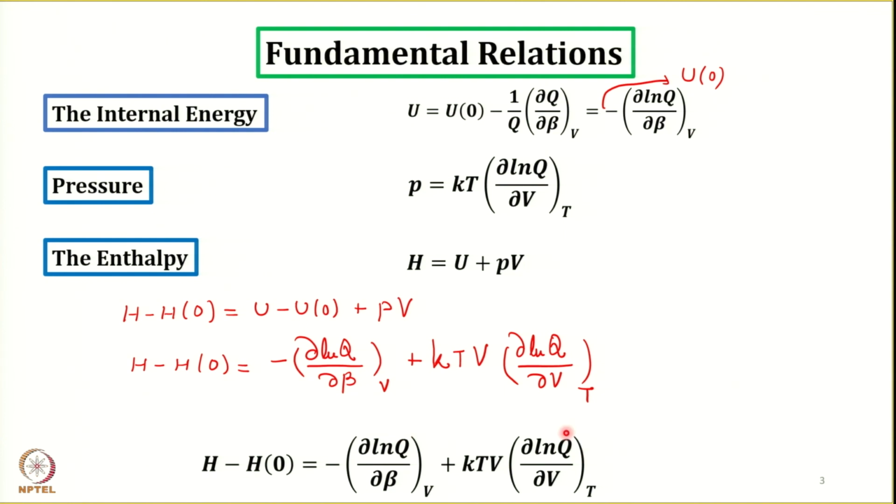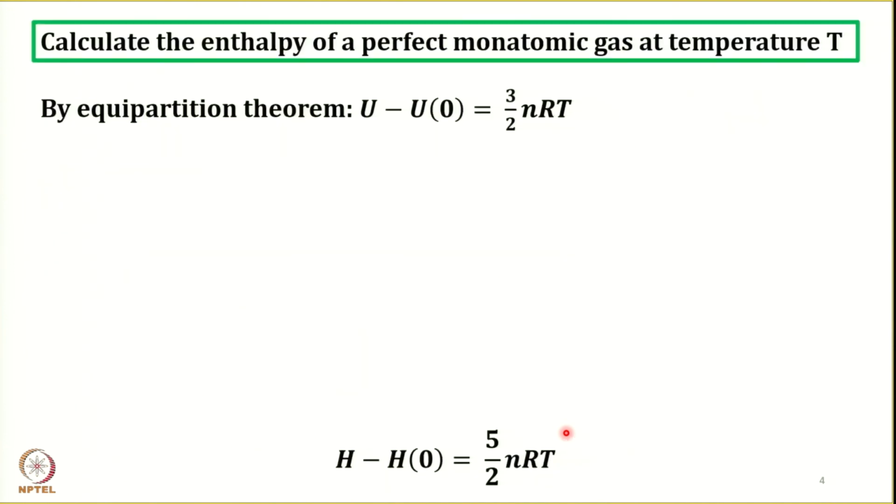And obviously, the next part is application of this equation. When you apply this equation, you need to again decide how Q, the canonical partition function, is to be expressed in terms of the molecular partition function. Let us apply this concept in calculating the enthalpy of a perfect monatomic gas at a general temperature T. There are two ways of calculating it.